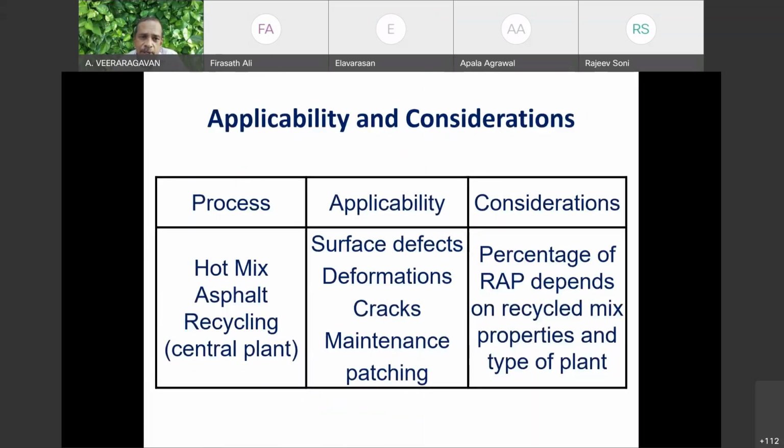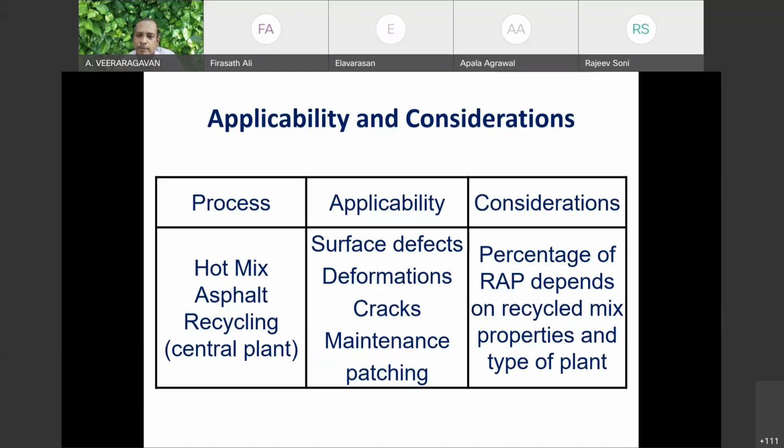When you are adopting hot mix recycling in a central plant, what are the defects that can be addressed? When there are defects that are attributed only to the surface, like deformation, cracks, patching, you can mill the top layer. You can take a core and check to what depth the crack or the rutting has propagated. It may be 20 millimeter, 30 millimeter, or 40 millimeter. You chop off the 40 millimeter alone. Use this milled material along with the virgin material and reuse it again.